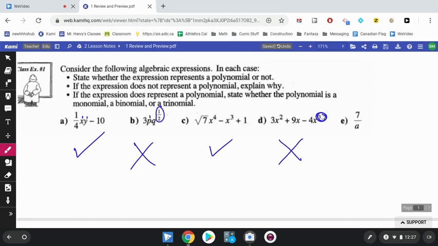And finally, E, 7 over A. We already talked about that. You can't have a variable in the denominator. Okay, that's like having a negative exponent. So I won't see that. Those are things that I don't consider polynomials, and those are things we are not going to deal with in this unit. Moving on to the next page.